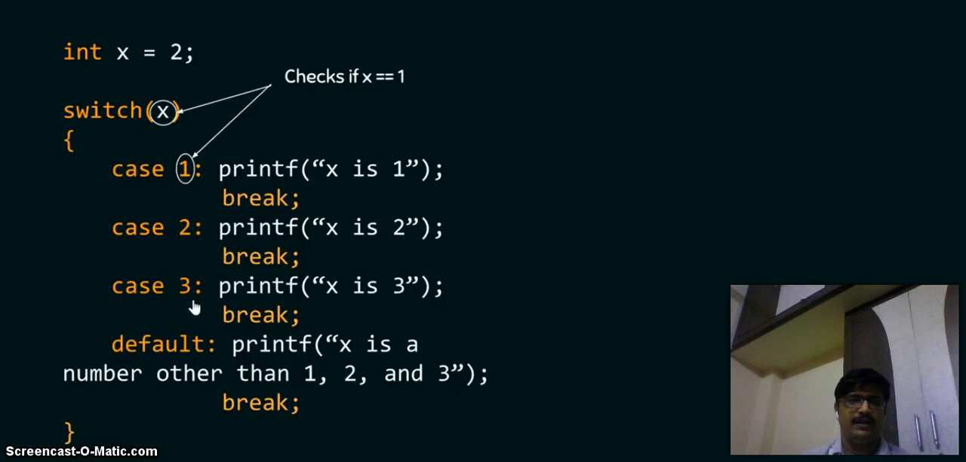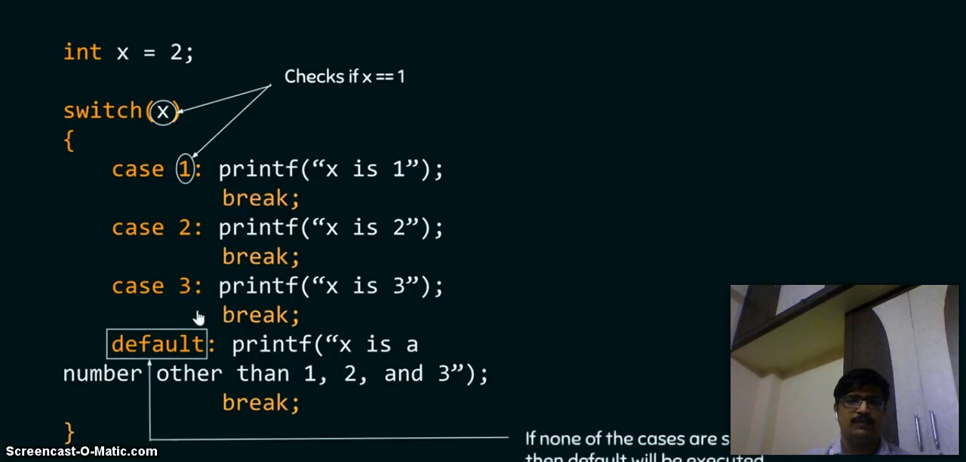Now if suppose none of the cases are satisfied, then the default statement is going to get executed. What is the default? Default is an optional one. It is not necessary to write the default inside the switch case, but if x is not equal to 1, 2, 3, then simply the default is going to get executed, and the statement corresponding to the default will get executed, this printf.